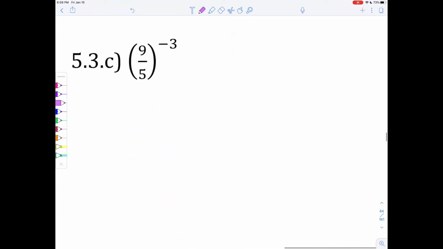This last example, now we have a fraction in which the numerator and the denominator are both not 1, but we still deal with it in the same way, right? We have this negative exponent. To make that negative exponent positive, we take the reciprocal of the base being 9/5. The reciprocal will be 5/9. And my exponent goes from negative 3 to positive 3.